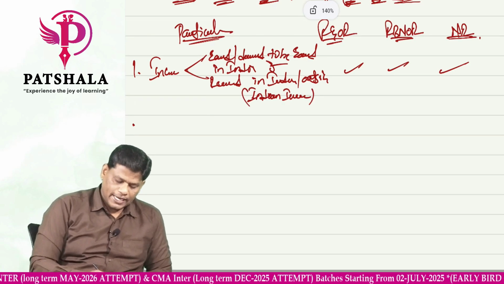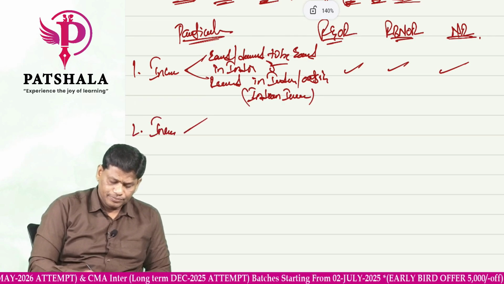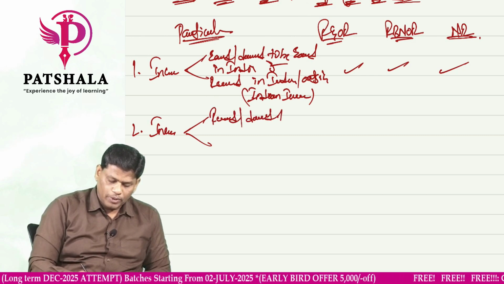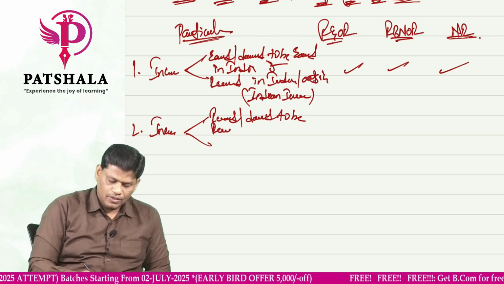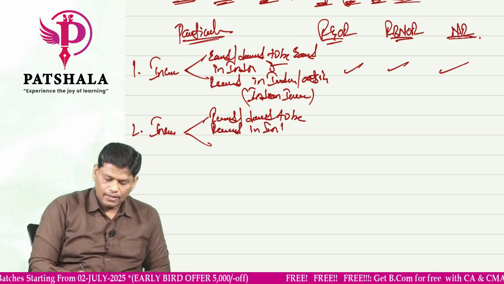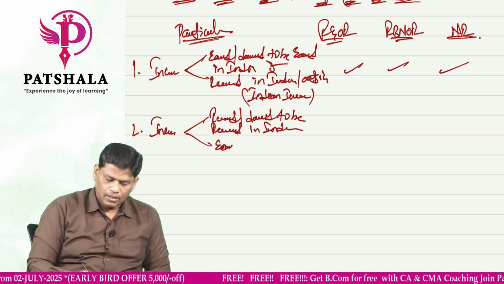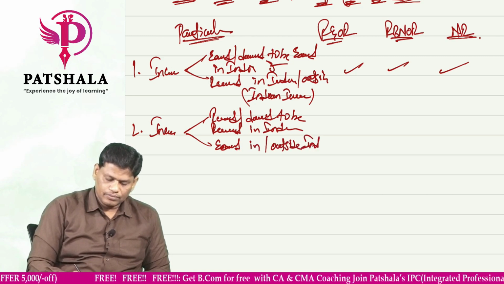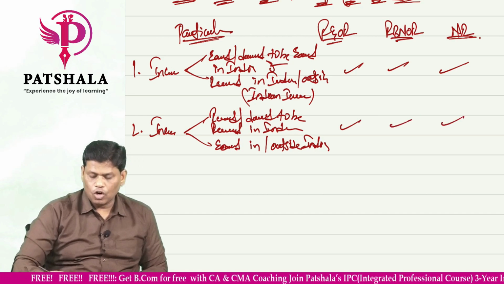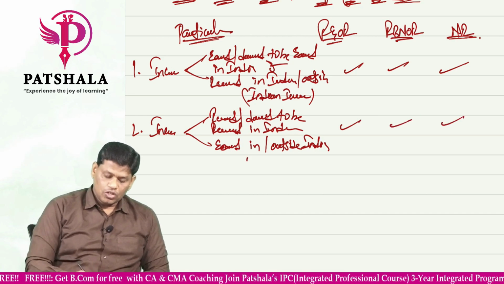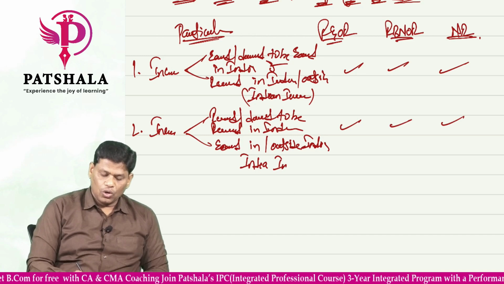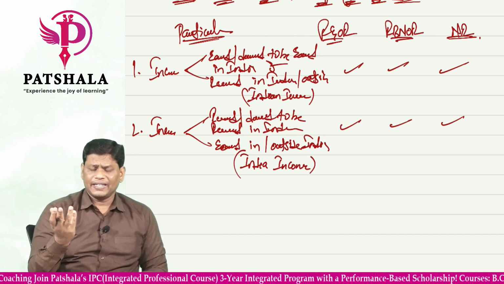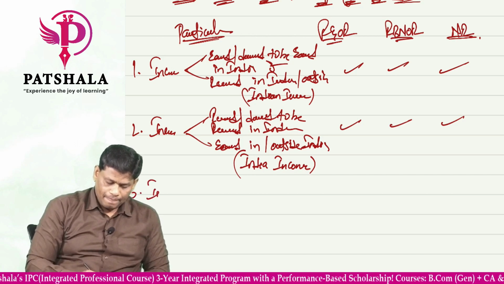Second case, income which is received or deemed to be received in India, earned in or outside India, then it is taxable for all the 3. So, this is also an Indian income. As you know, whether it is earned or received, if any one is in India, that is an Indian income.